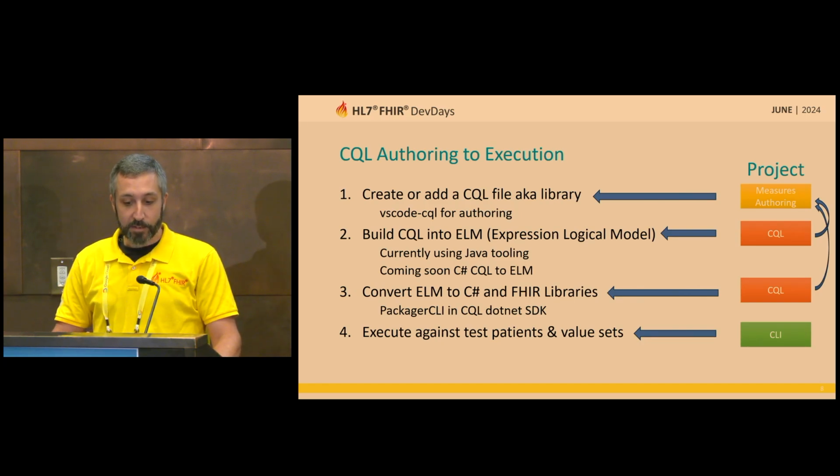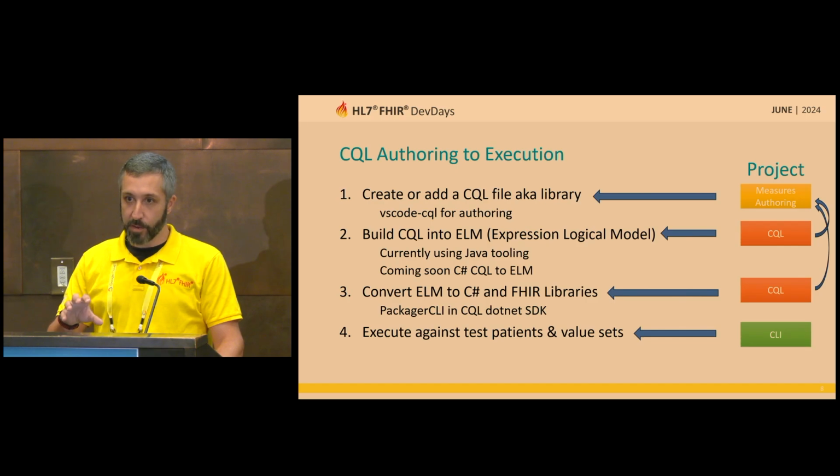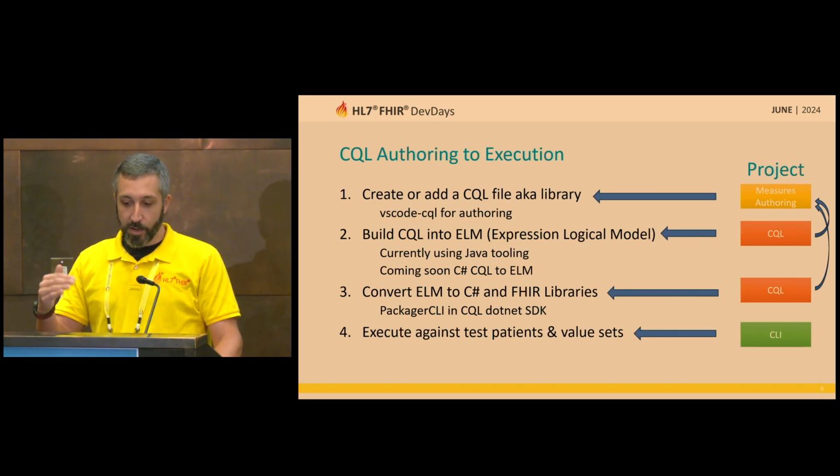You'll just compile that project, and it will kick off the MS build for the CQL project. And what's going to happen there, in sections 2 and 3 here, is it's going to build the CQL into Elm, which is still using the Java tooling, and then it's going to convert the Elm to C# and also into FHIR libraries. So then you can take those libraries and put them in a FHIR server. And that all happens in the CQL project on the right.